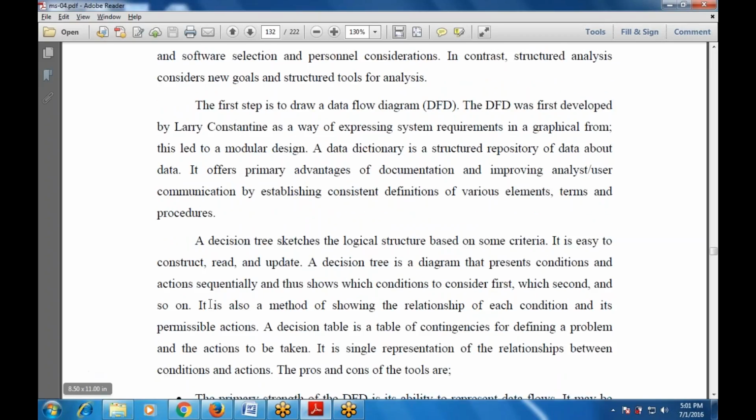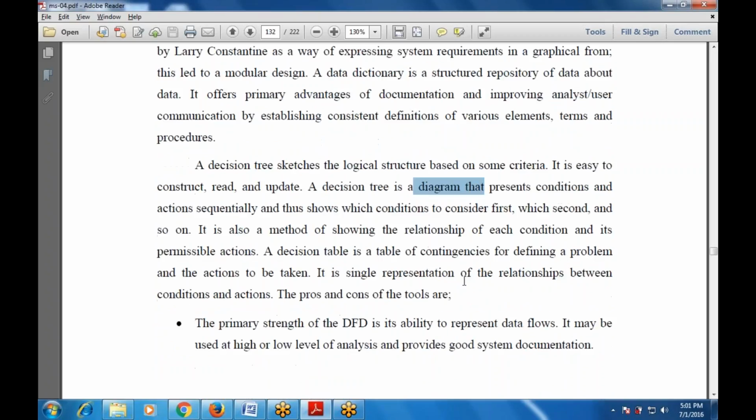Then the decision tree sketches the logical structure based on some criteria. It is very easy to construct, read and update decision trees. It is a diagram that presents the conditions and actions sequentially and therefore shows which condition should be considered first, which second, and so on. It is also a method of showing the relationship of each condition and its permissible actions.